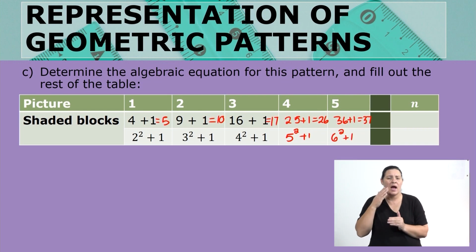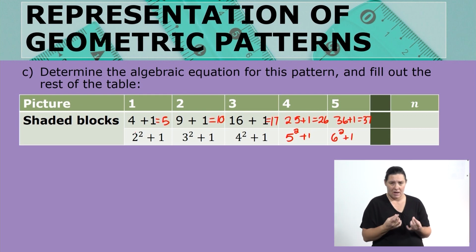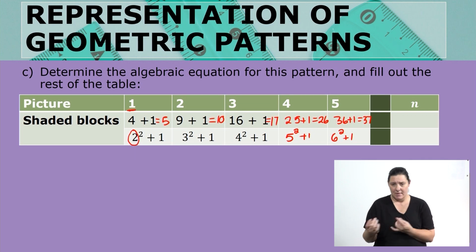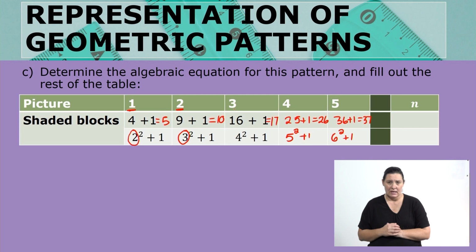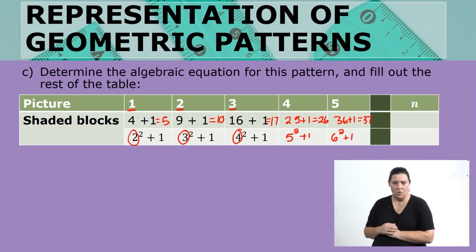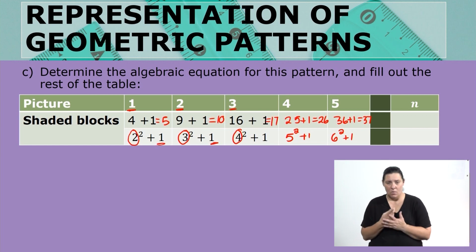So what about the nth term, meaning the general term, the one that will work for all the numbers? Now, if we are looking at the number that we are squaring, and we are comparing it with the term number, we can see the term number is 1 there, but we are squaring the 2. The term number is 2 there, but we are squaring the 3. The term number is 3 there, but we are squaring the 4. So we are adding 1 to the term number, and then we square that number, and then with all of them, we are simply just adding 1 to the answer.